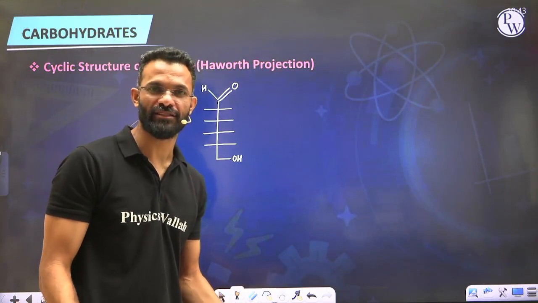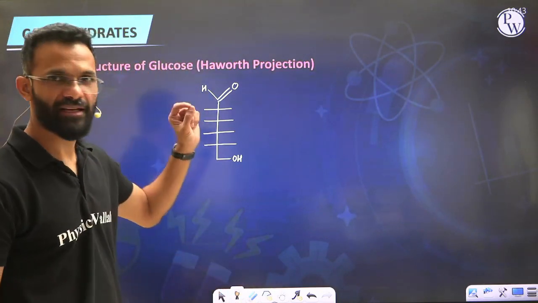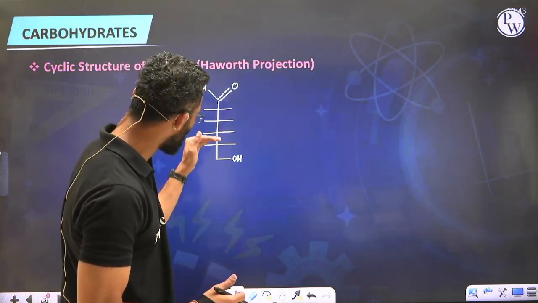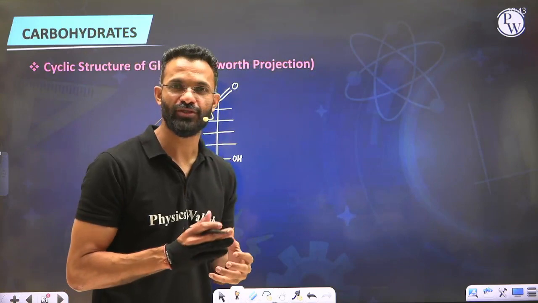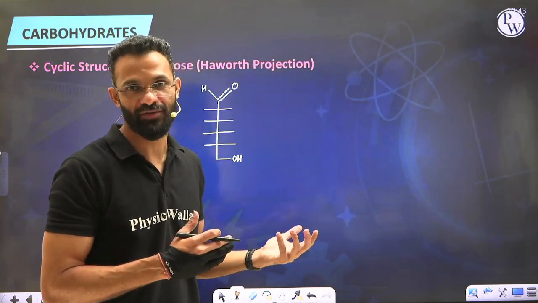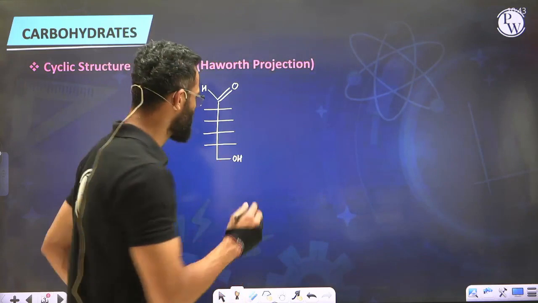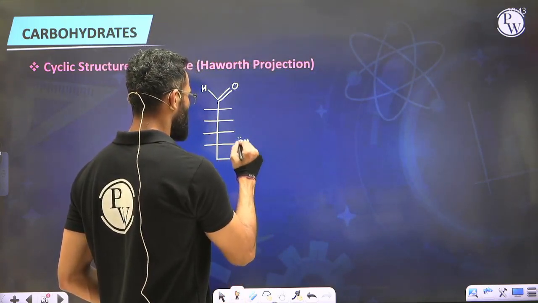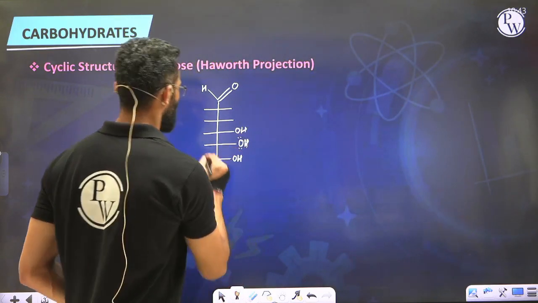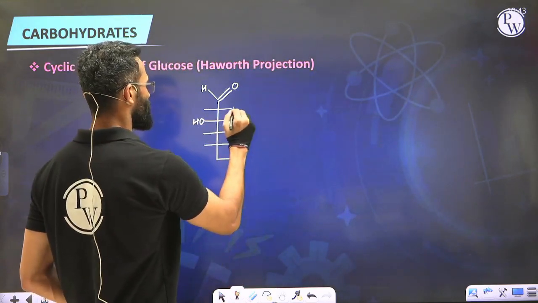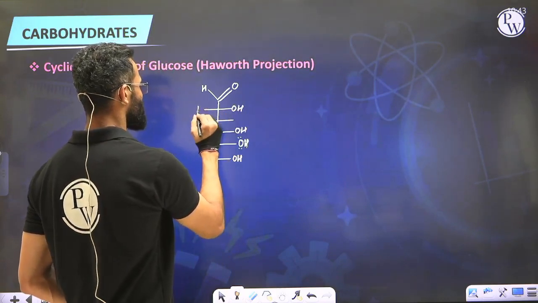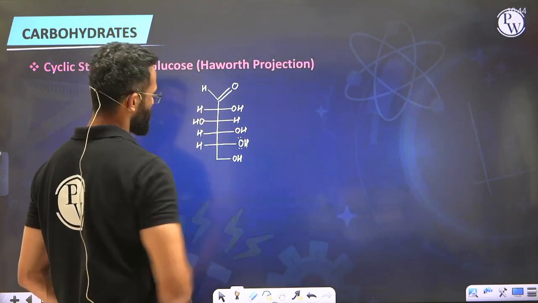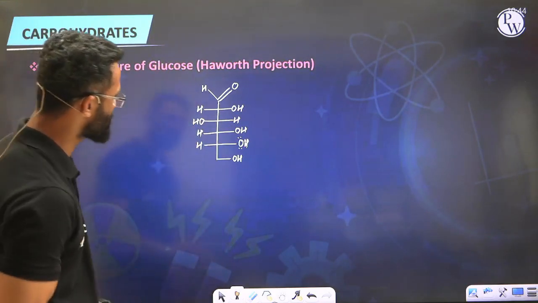While writing the Fischer's projection, first carbon we make it aldehyde, bottom carbon we make it primary alcohol, and then moving from fifth carbon upwards, we remember the position of hydroxyl group according to the stereochemistry as right, right, left, right. Rest of the valencies we satisfy with hydrogen atoms. Alright everyone, so that is the open chain structure of glucose.